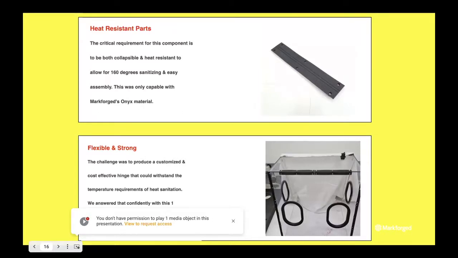And what was made was the incubator box that protects healthcare professionals in the treatment of COVID-19 patients. The box is now proudly supplied to local hospitals with a supply of 800 per month. The incubator box is collapsible and resistant to heat sanitizing, which is a requirement from the hospitals.